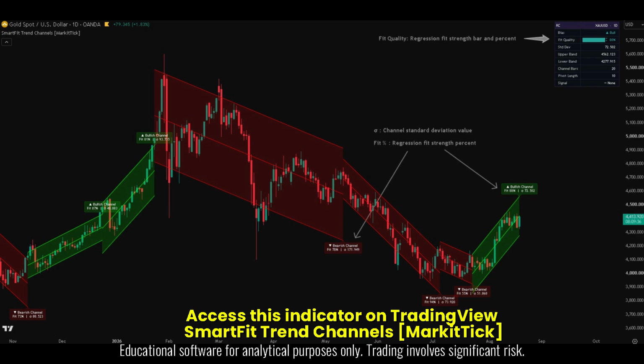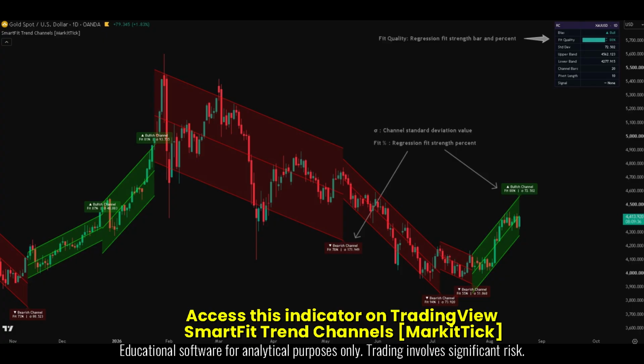This breakdown examines the internal architecture of SmartFit trend channels, a regression-based market structure tool that quantifies trend behavior through statistical fit rather than fixed-length averages. The engine begins by locating swing extremes using a pivot detection algorithm, with lookback length either fixed manually or automatically scaled to the chart's timeframe.